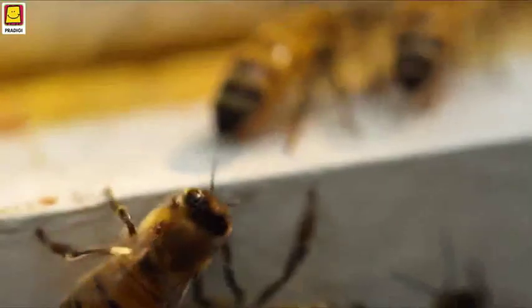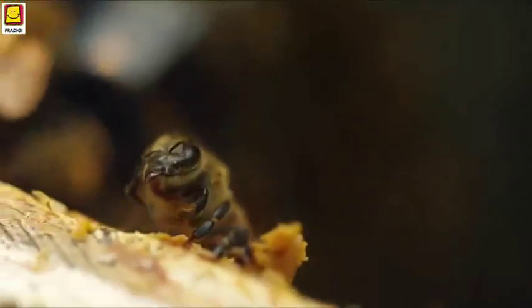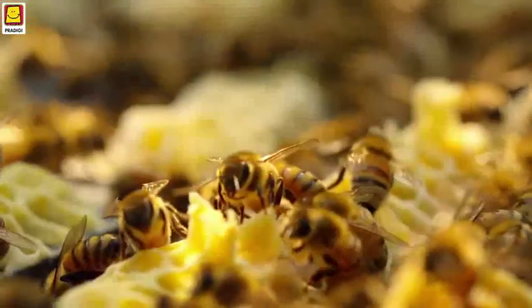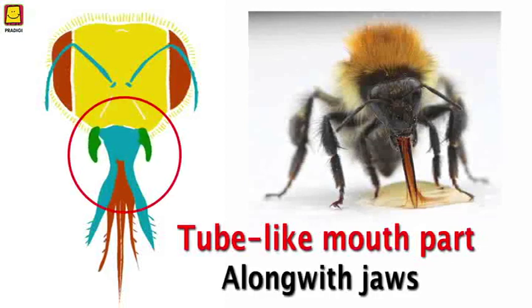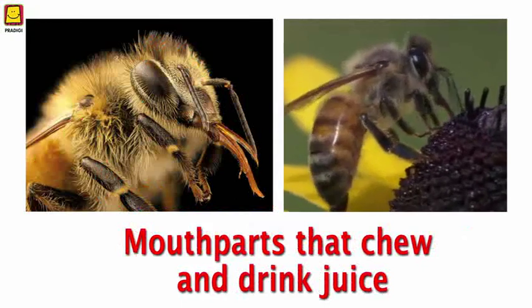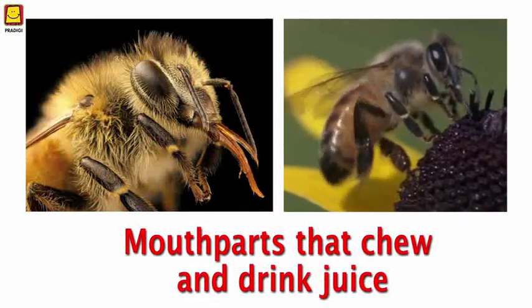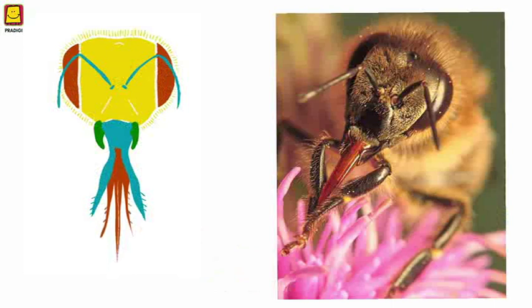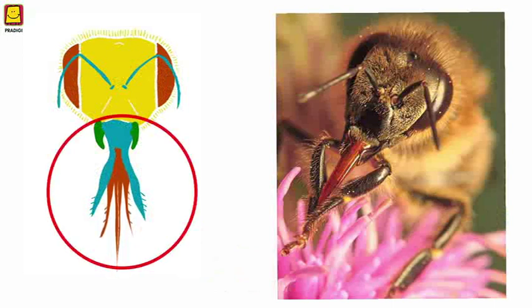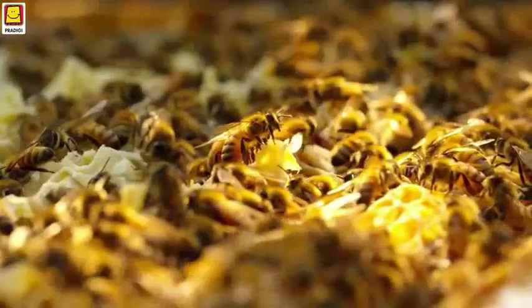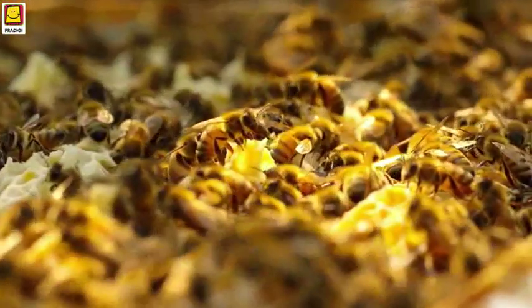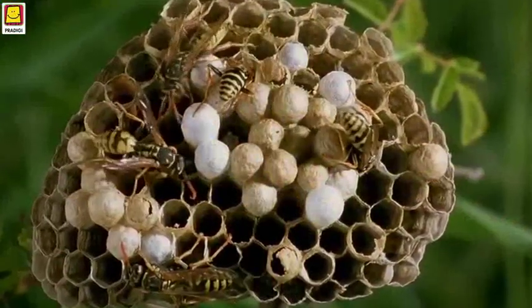It is also a wonder to see a bee eating. There is a trunk-like part in its mouth too, but it also has mandibles. So it has both types of mouth parts, those that help in chewing and those that allow it to drink juice. In this type of mouth part, there is a special structure at the end of the trunk that licks the juice. Their jaws perform another function, making a hive and picking up pollen grains.